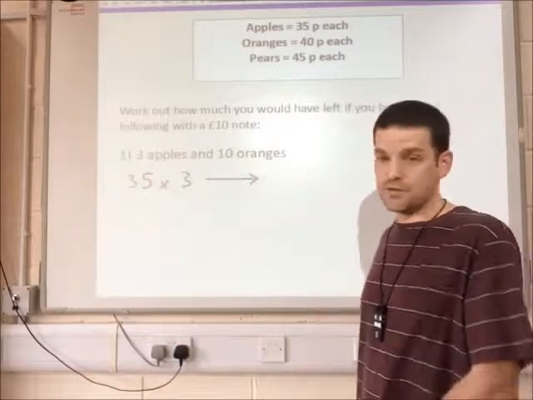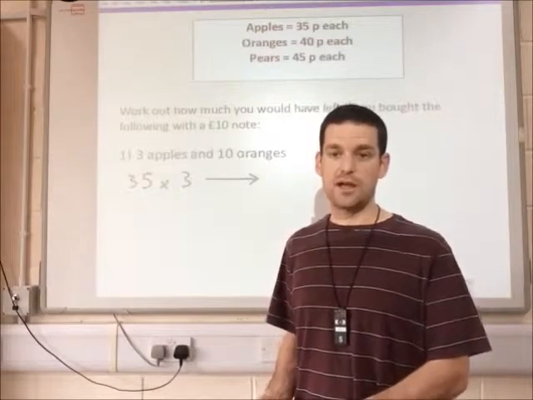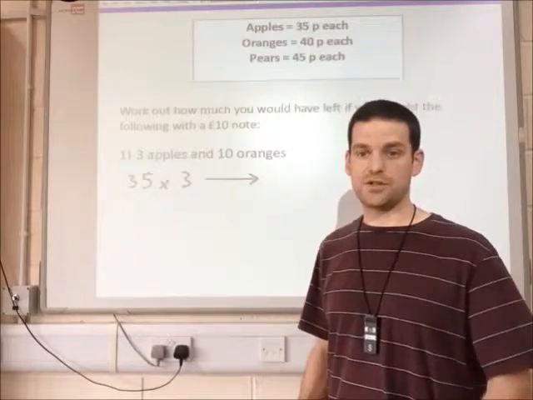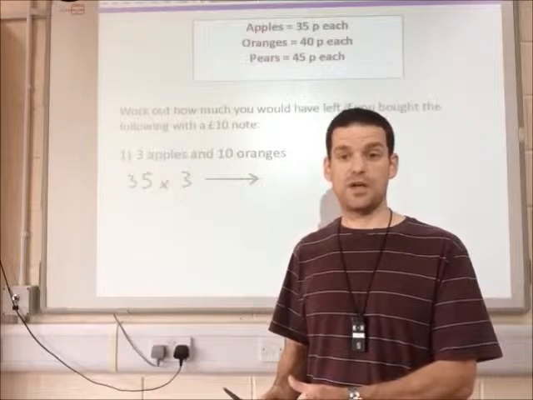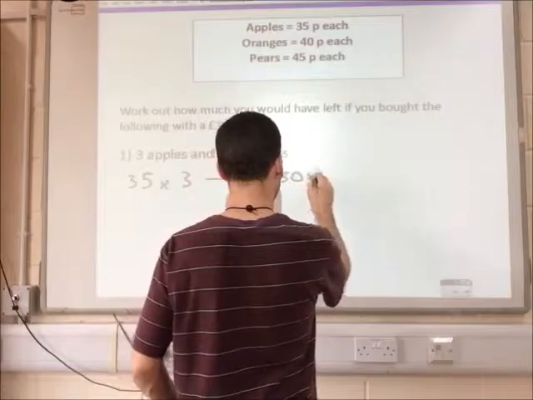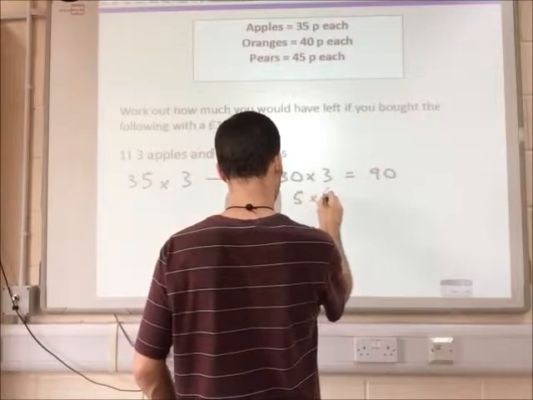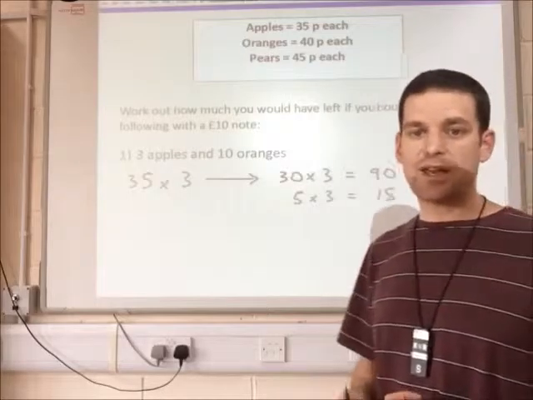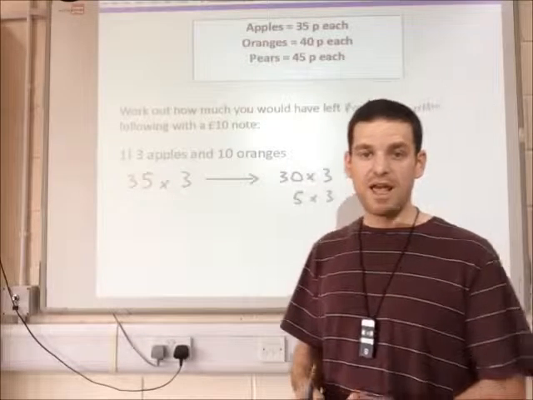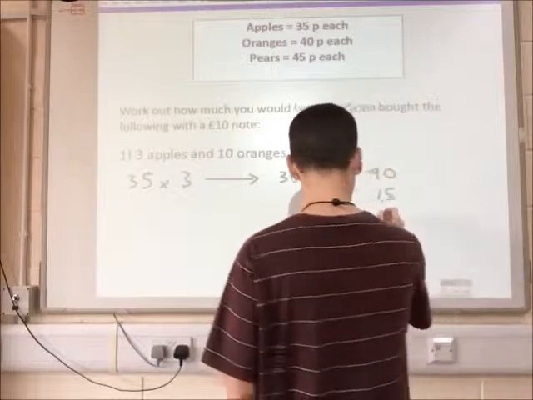And there are lots of different methods you can use for multiplying those numbers together. So if you've got your own method that works for you, then please use it. I'm going to break that calculation down into simpler parts. So to do 35 times 3, I'm going to work out 30 times 3 and then 5 times 3 and add those together. Okay, so I do 30 times 3, that gives me 90 pence, 5 times 3 gives me 15. If I add those together, then the overall result will be the answer to 35 times 3.